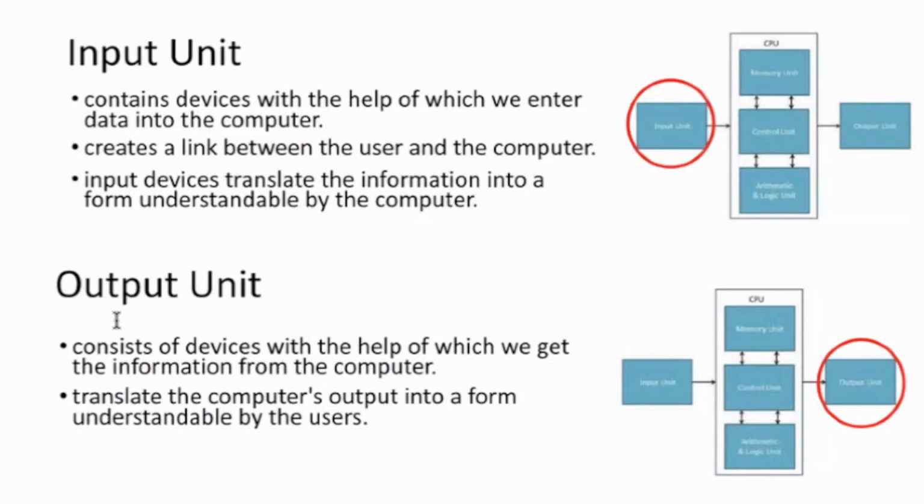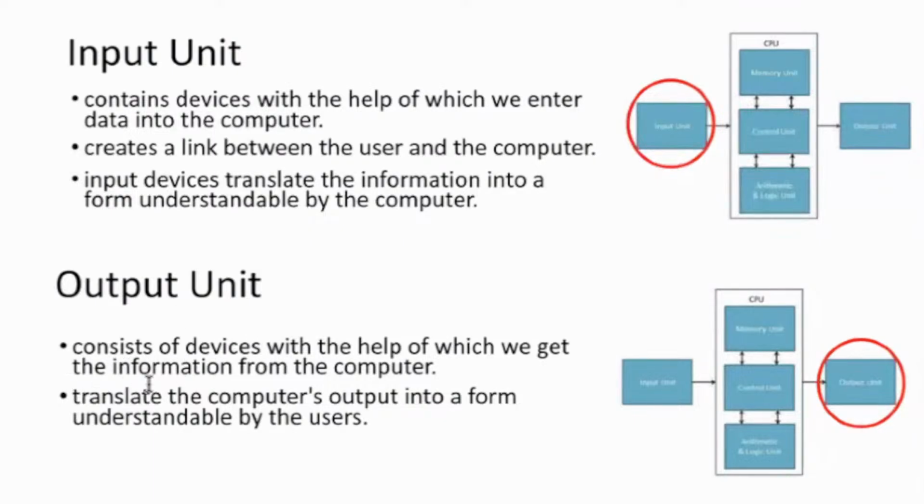What are the output units? Our main output unit is our monitor. It shows us the keys we press. If we move the cursor, it shows in the monitor. So that's the main output device we have. And also we can output the information using pen drives. We can plug in the pen drive and get the output of the information.